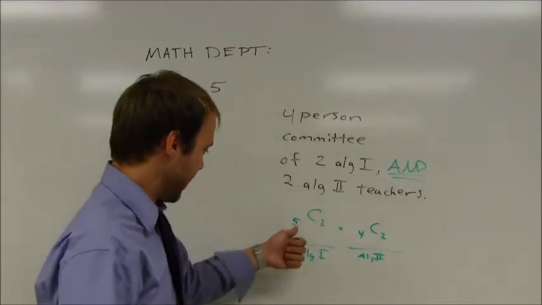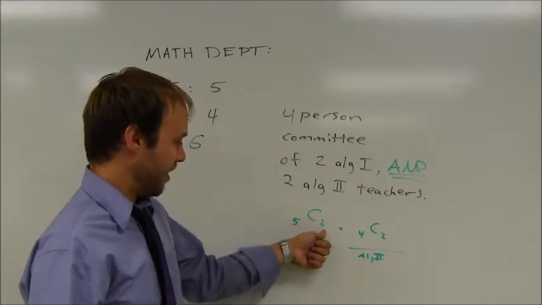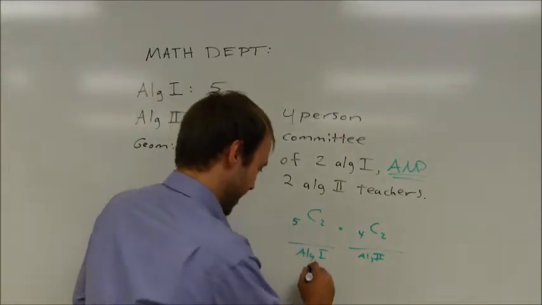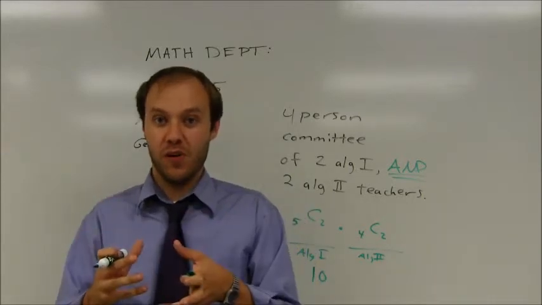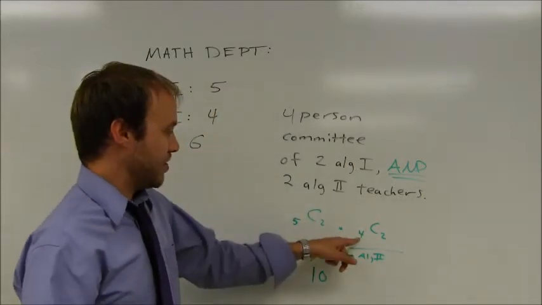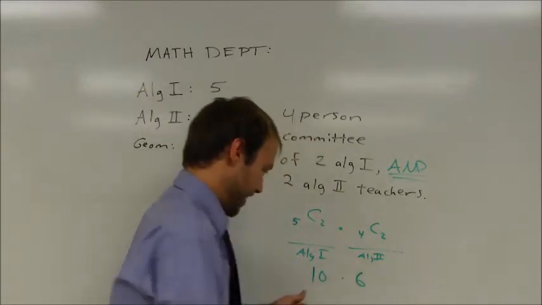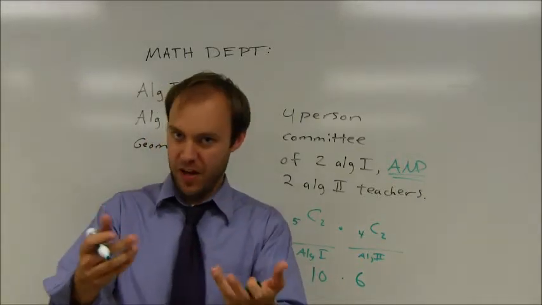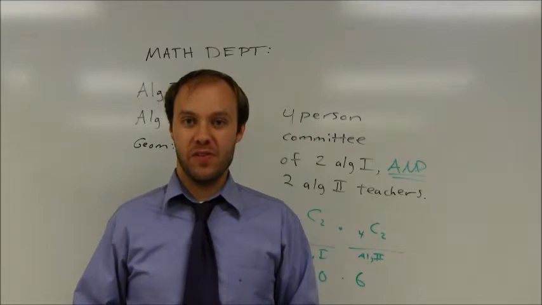You can finish this. 5 taken 2 at a time, you could go through the combination there. In this case, 5 taken 2 at a time is going to be equal to 10 different groupings of pairs of Algebra 1 teachers. A combination of 4 taken 2 at a time, that's 6. So there are 10 different ways that I can choose my Algebra 1 teachers and multiply. There's 6 different ways that I can pick those groups of Algebra 2 teachers.